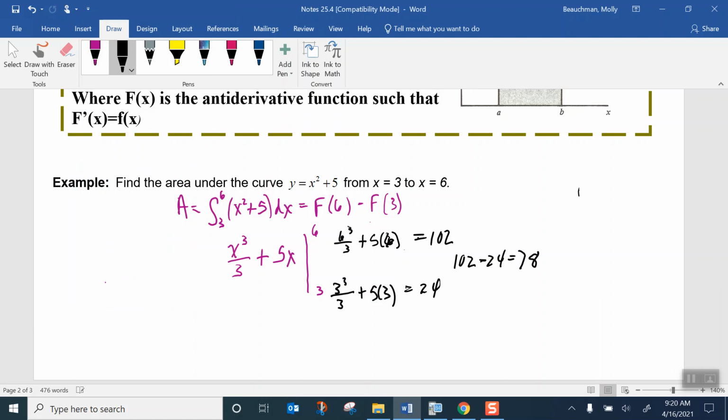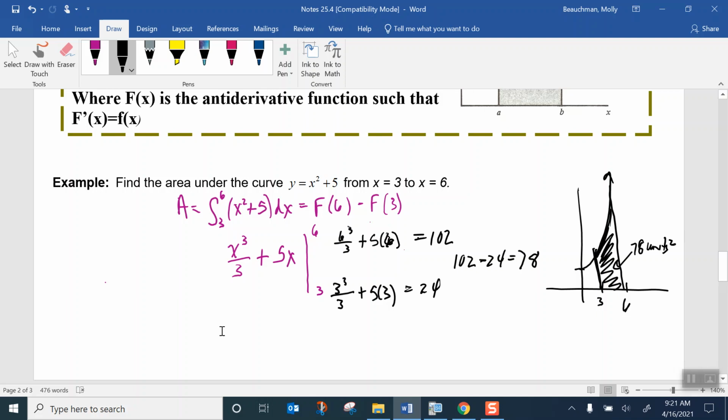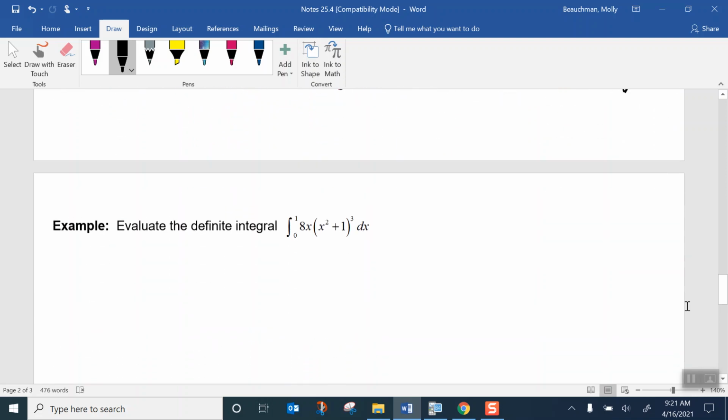So that means our function x squared plus 5 is a parabola that's moved up 5. The area between 3 and 6 on the x-axis, the vertical lines, the x-axis, and the curve, that area is equal to 78 square units. All right, so this puts together integration and how you find the area underneath the curve. So let's do a couple more examples.